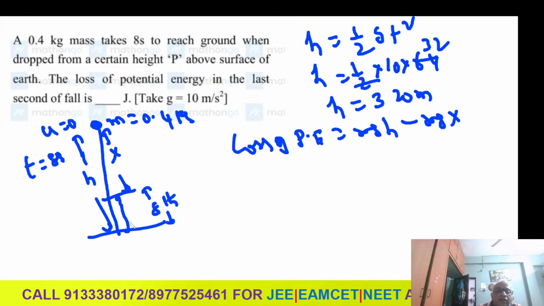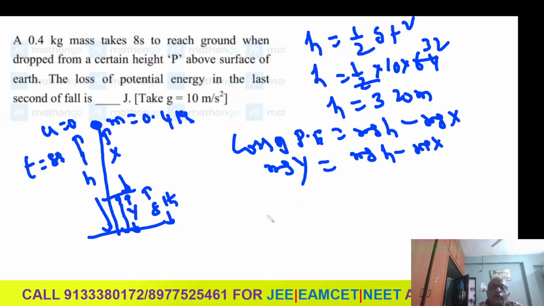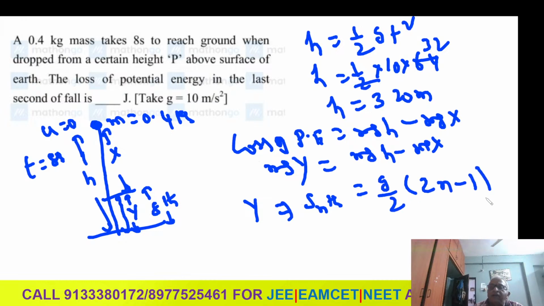The last distance traveled, we call it y, in the nth second. So the loss of potential energy is nothing but mgy, which is equal to mgh minus mgx. How to find out y? The distance traveled in the 8th second, starting from rest. So what is the nth second formula you are using to find s? S nth is equal to g by 2 into (2n minus 1), the kinematics equation. How beautifully this application works.